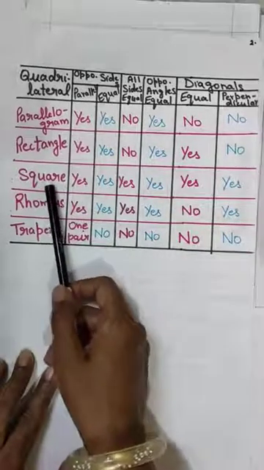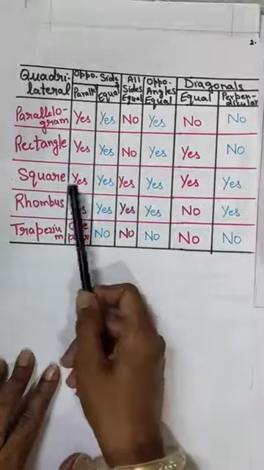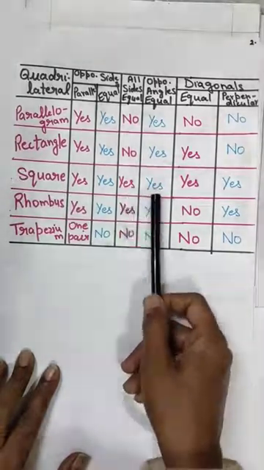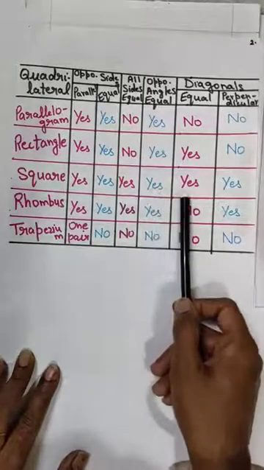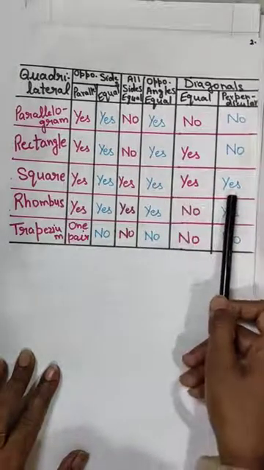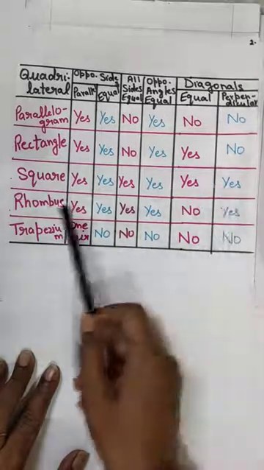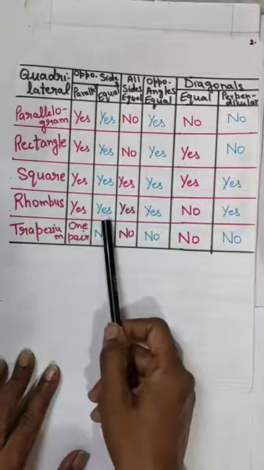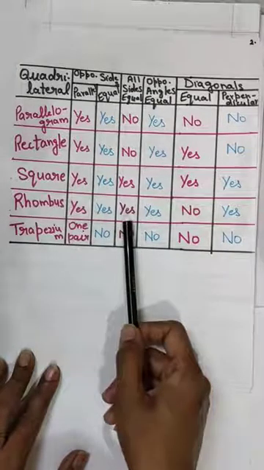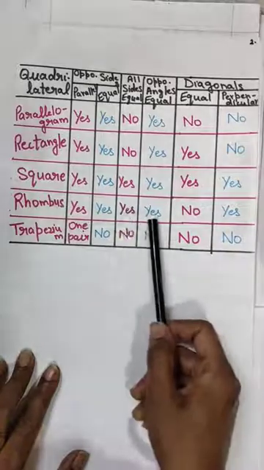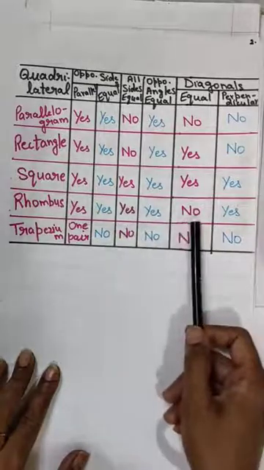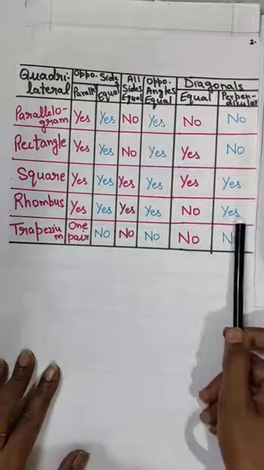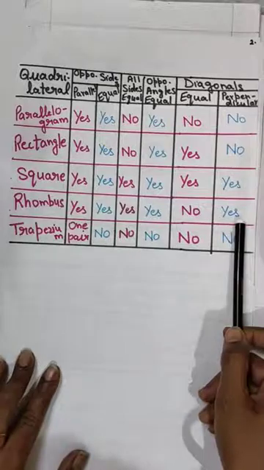Then square, in square opposite sides are parallel, they are equal also. All the sides are equal, opposite angles are equal, diagonals are equal and diagonals are perpendicular too. In rhombus, opposite sides are parallel, opposite sides are equal, all the sides are equal, opposite angles are equal, but diagonals are not equal. Okay? And they are perpendicular to each other.